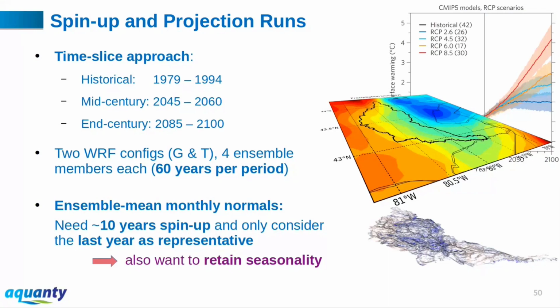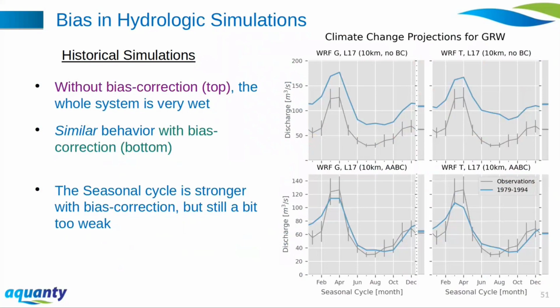If you can computationally afford it, you can totally run transient simulations as well. You can run a continuous simulation from 1950 to 2100 if you have the computational resources. But remember to run multiple ensemble members over that. Okay, so let's look at the results.